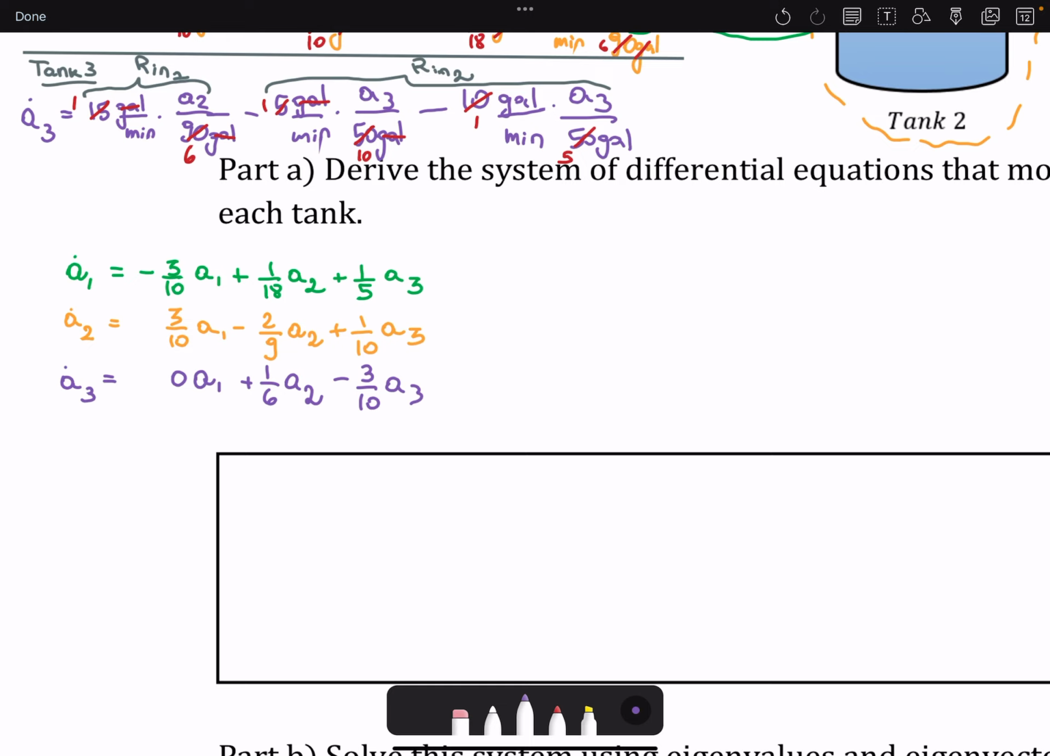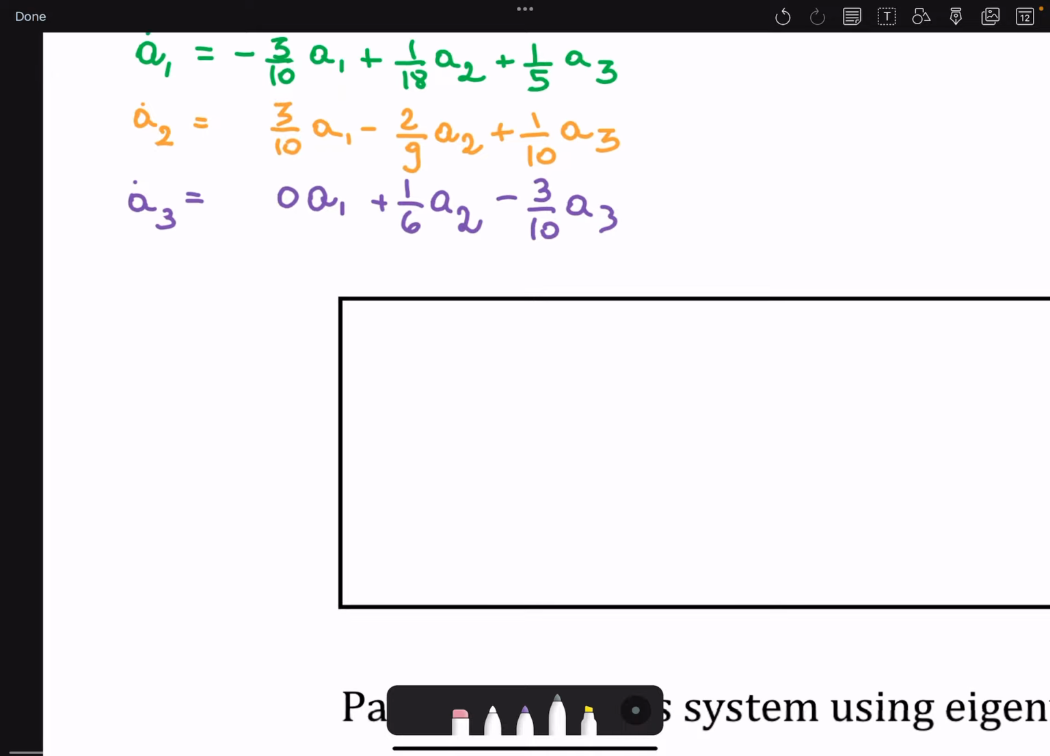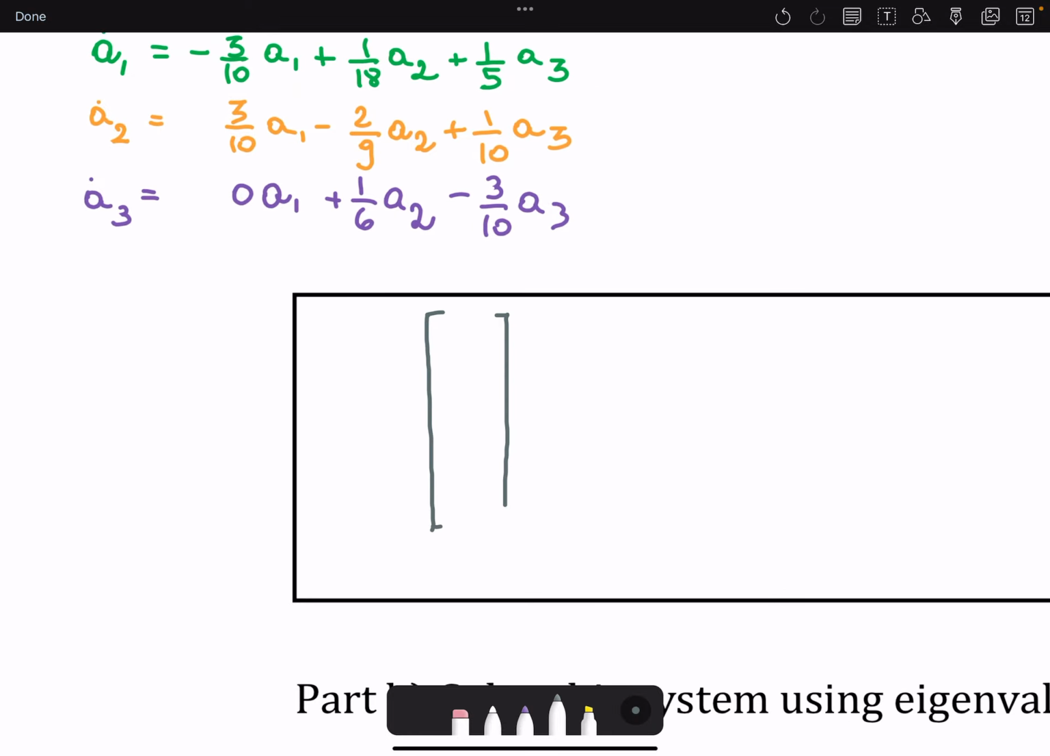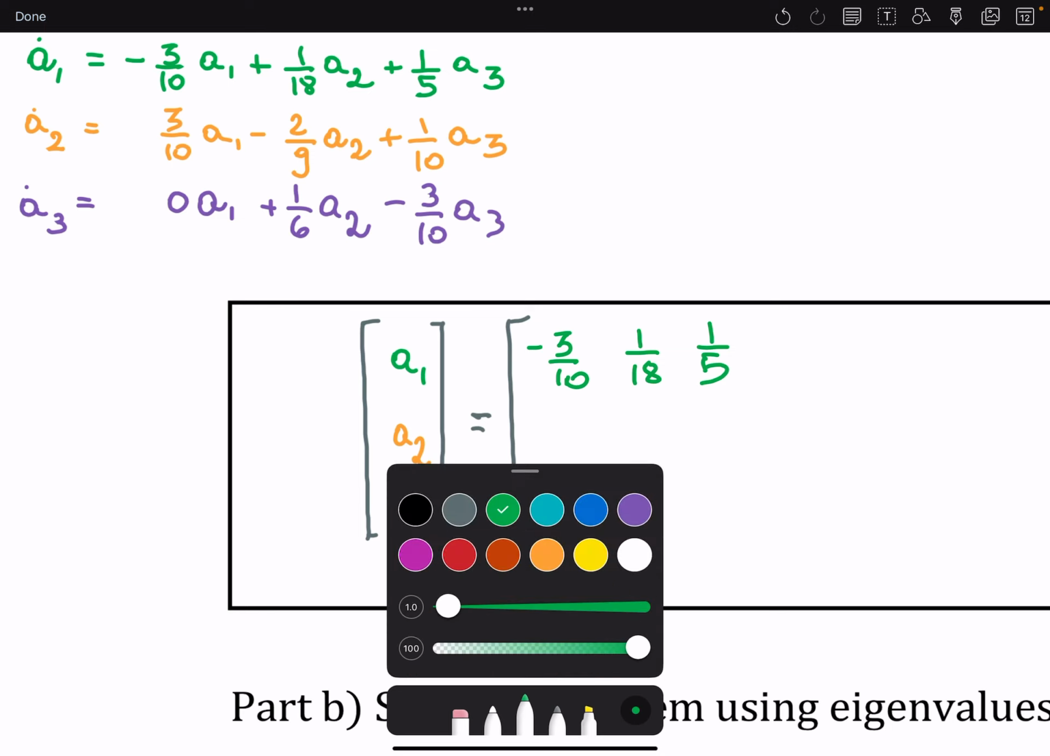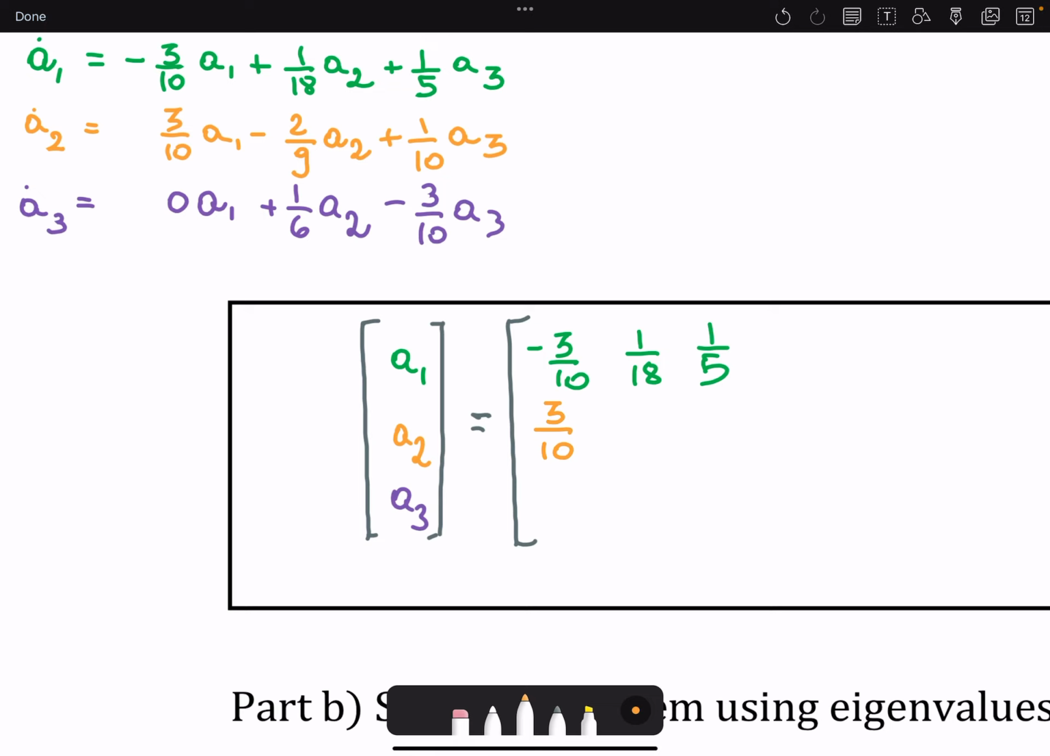And now we can write this in our matrix form. So here we're going to have A sub 1. No, I want the colors. So let's do A sub 3 first, A sub 2, and A sub 1. All of this needs to be equal to the coefficient matrix. Here we're going to have minus 3 over 10, 1 over 18, and 1 over 5. The second one is going to be 3 over 10, minus 2 over 9, 1 over 10. And the last one is going to be 0, 1 over 6, and minus 3 over 10.